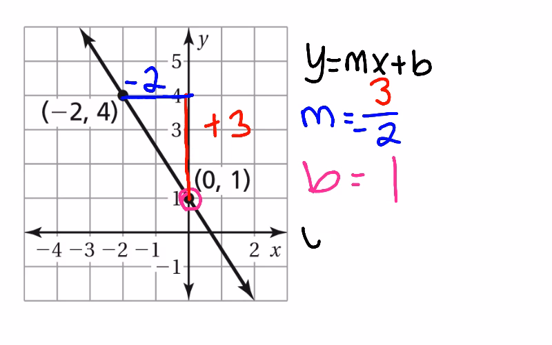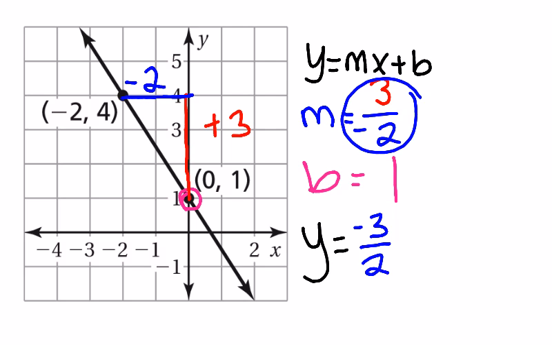We just need to write y equals, what is our m again? Well, that's negative 3 halves. Remember, the negative can either be in the numerator or the denominator. It cannot be in both places. So we have our x, and our b is this right here, which is a positive 1, so we're going to put plus 1. Okay, let's try another one.